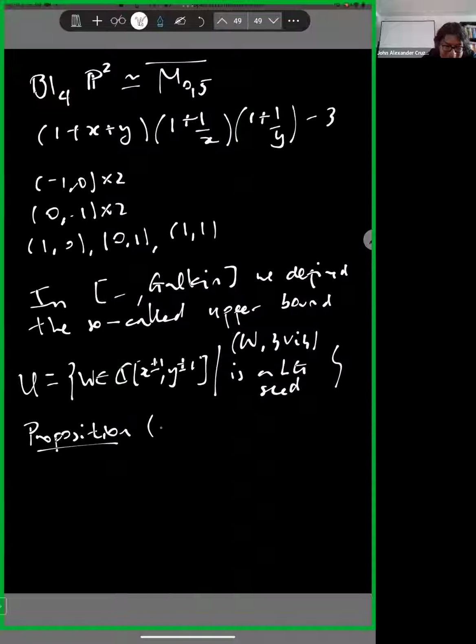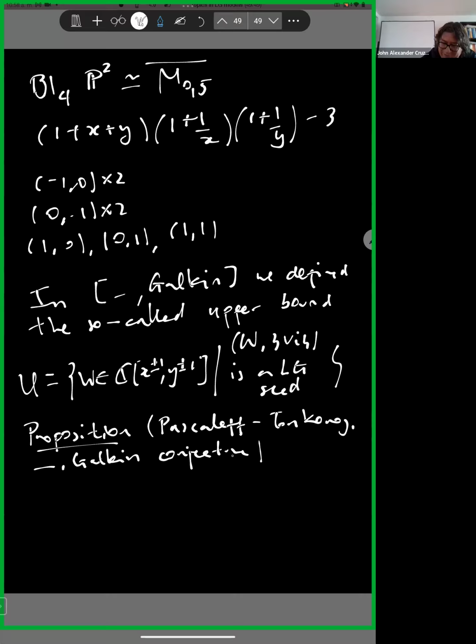Actually it's written in Pascal F. Konkonov. But it's also, in my paper with Galkin, a conjecture. I will say why it's a conjecture. And it's the following thing. Essentially what it says is that this upper bound is a kind of polynomial ring. That's what they say, okay?